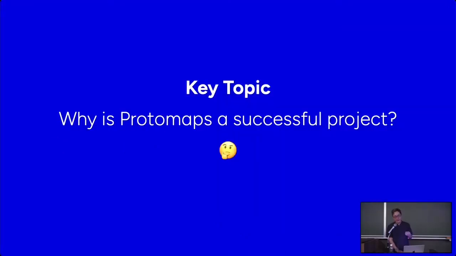So the key topic again is, why is Protomaps a successful project? A motivation for this is many people ask me about their own open source project. They ask for advice on how to make it succeed, because if you go on GitHub today, there are probably thousands or even maybe hundreds of thousands of different projects. And some of them are maintained, some of them aren't, some of them succeed and thrive, some of them don't. So really, why is it? What reasons are there for projects to thrive or to not thrive?